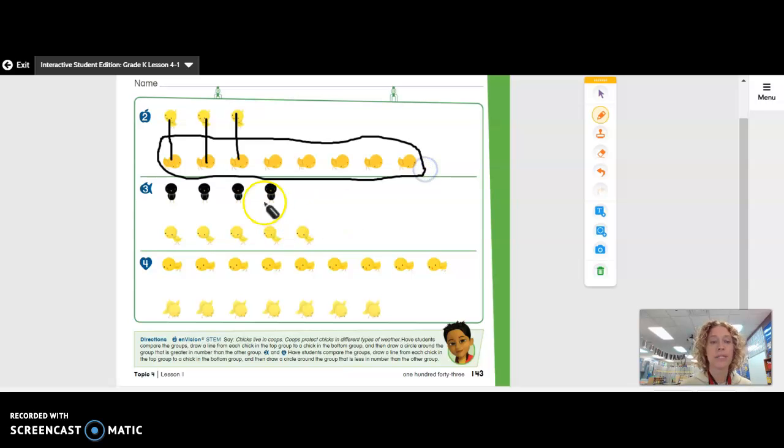Okay, so let's take a look at number 3 now. Now they're going to try to trick us a little bit. They want us to find the one that has less, the smaller amount. We're going to circle the one that has the smaller amount.